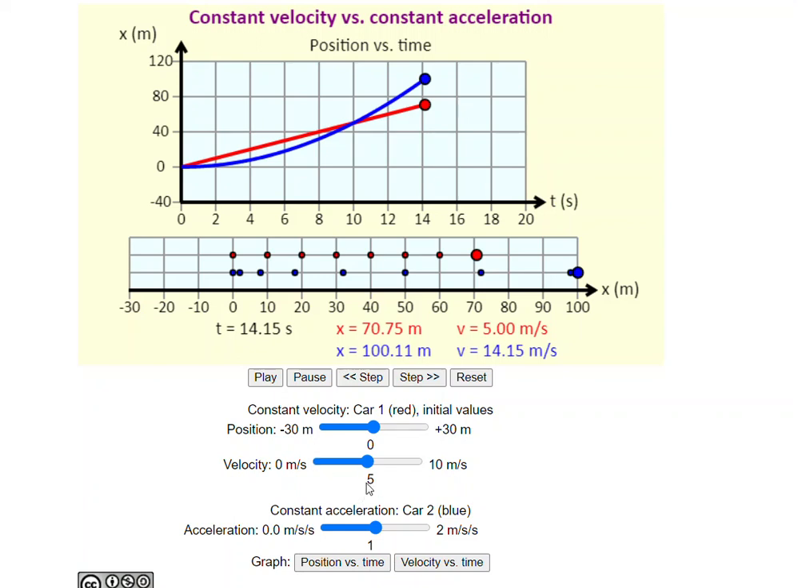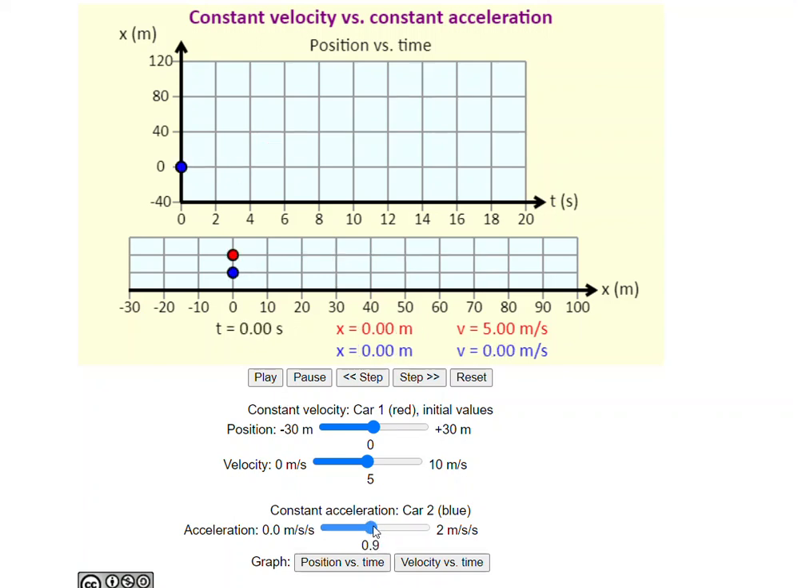So let's just take a look at a little bit different situation. What if we had a car that had a negative, actually we can't do that. So never mind, we're not going to do that. We'll talk about that in the next video.